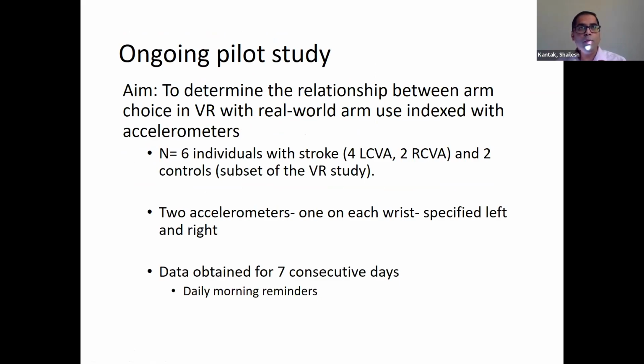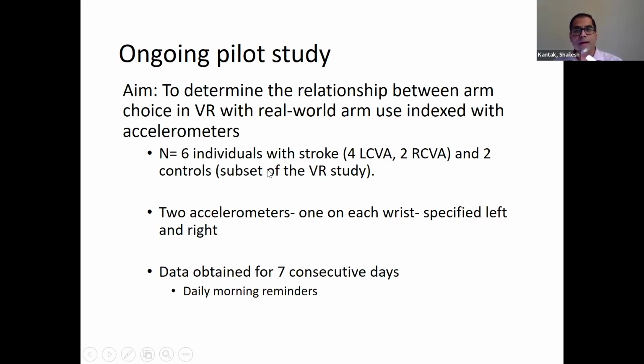In an ongoing pilot study, which is also part of the VR study, there are two other aims. The second aim is to determine the relationship between arm choice in the virtual reality test that was described before and real-world arm use measured with accelerometers. So far we have data from 6 individuals with stroke and 2 controls. As I said, this is a subset of the VR study.